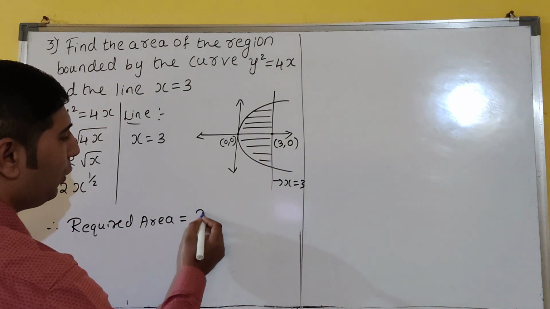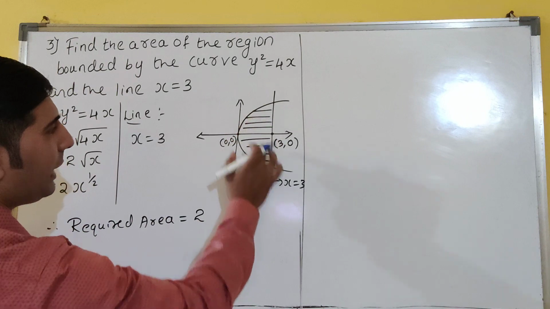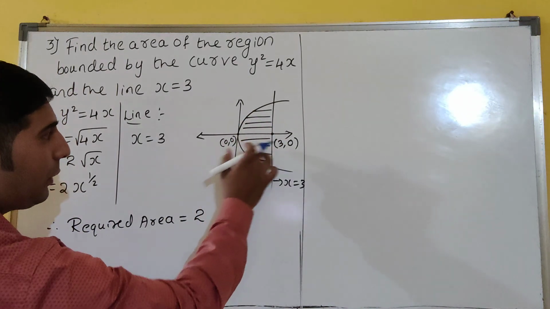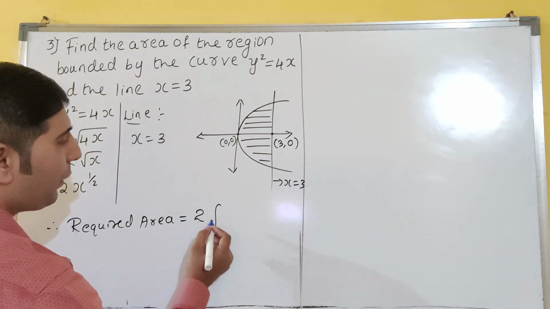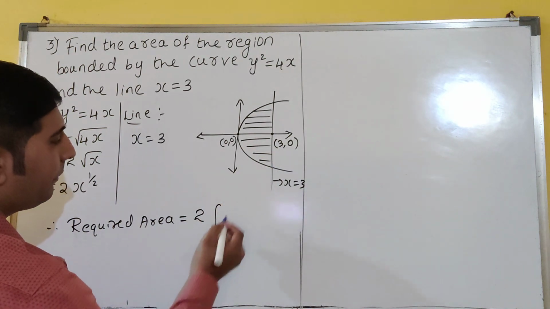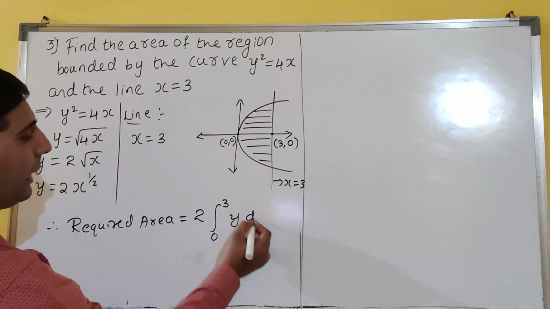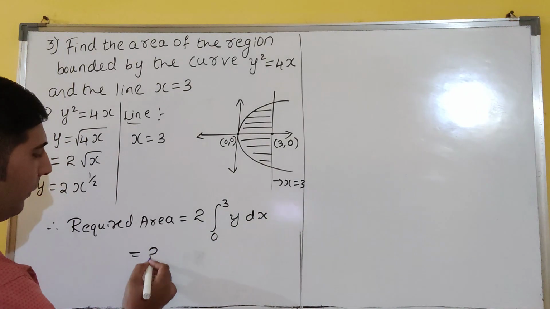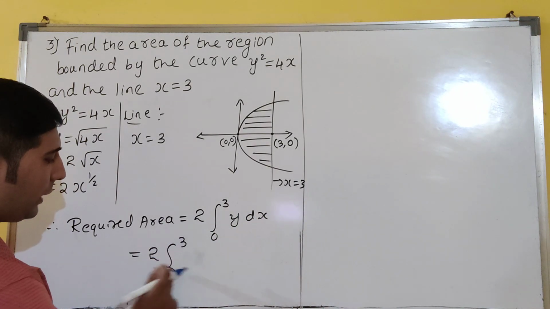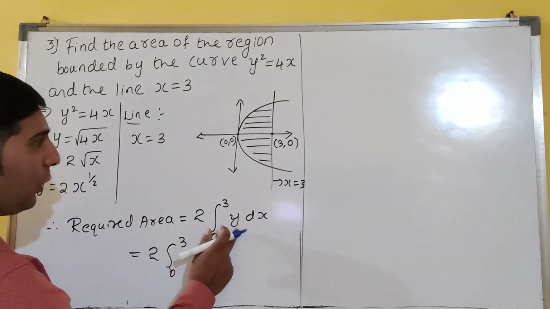So now see, 2 into y, multiplied, because both are symmetric. 2 I am multiplying. I require this area also. So now from where to where? 0 to 3. So what is the y value? Y into dx we can write. Y value will substitute now. Y value is how much?